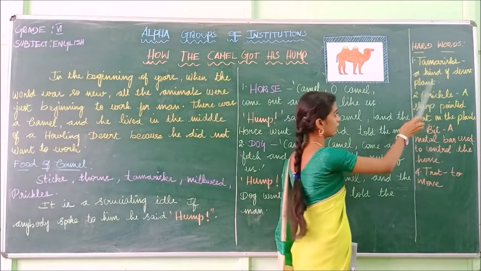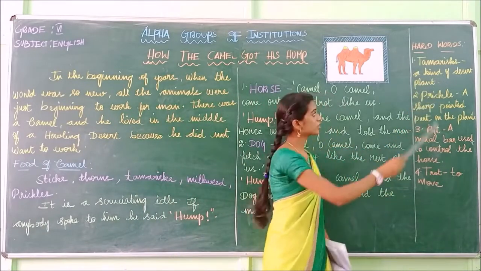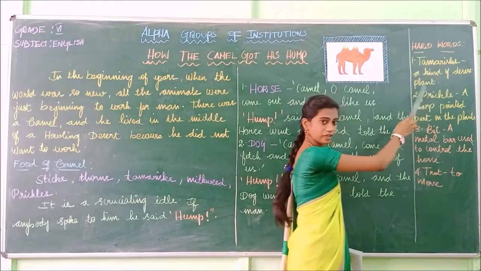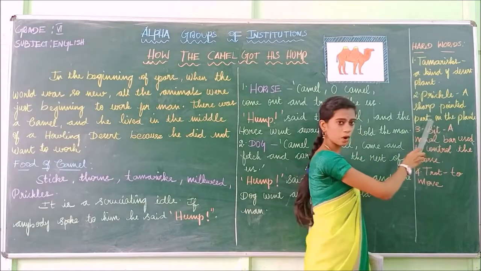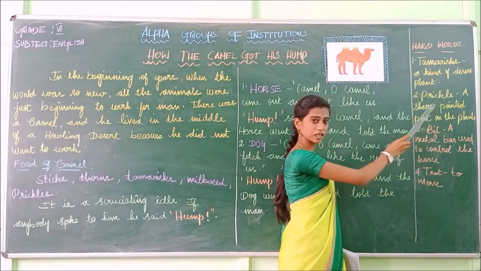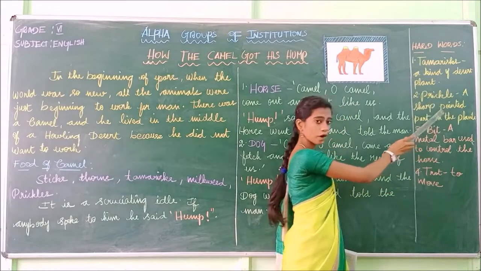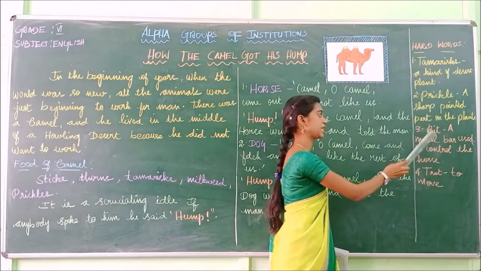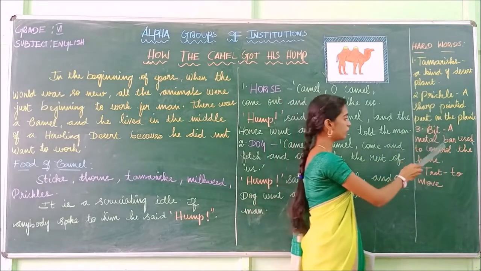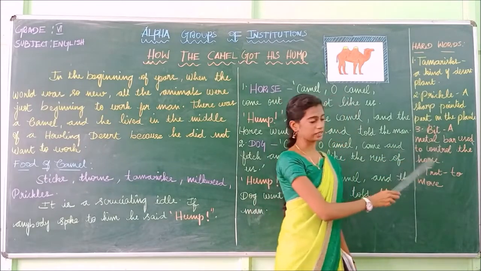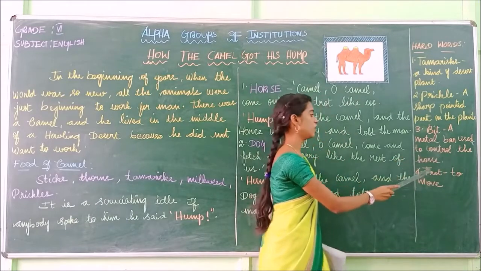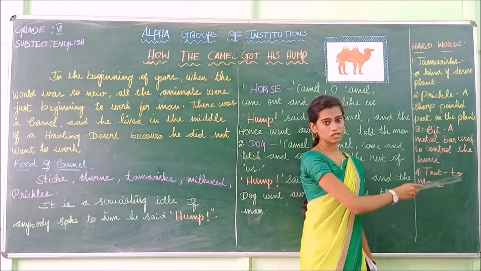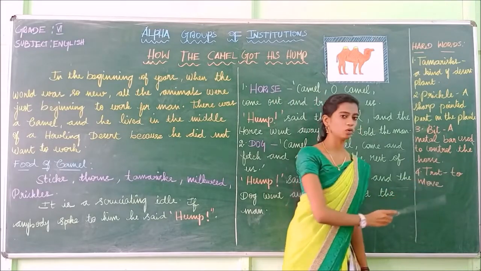Tamarisk, a kind of desert plant. Prickle, a sharp pointed part on the plants. Bit, a metal bar used to control the horse. Trot, to move.